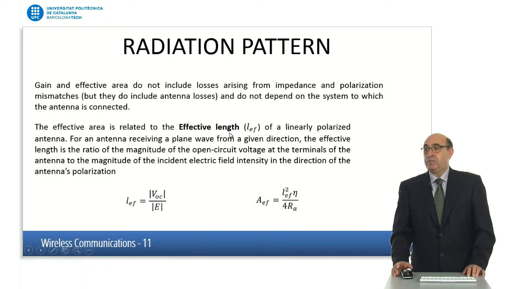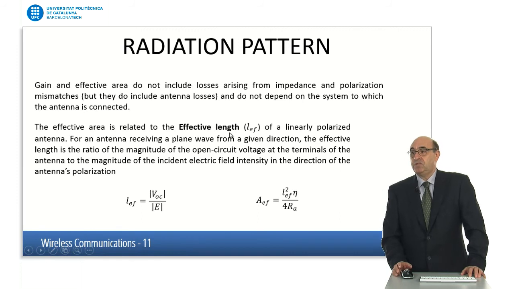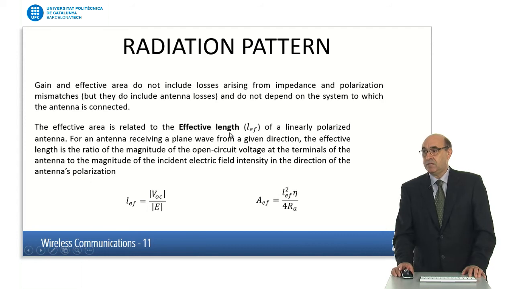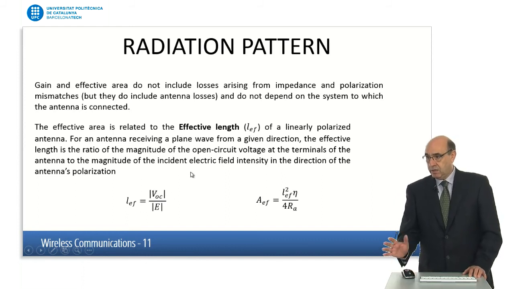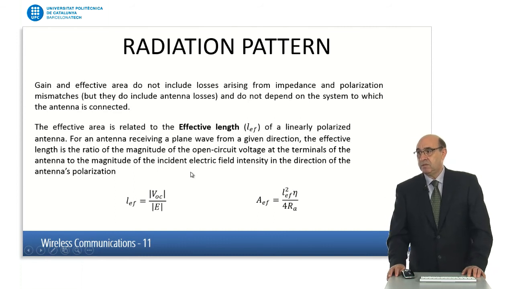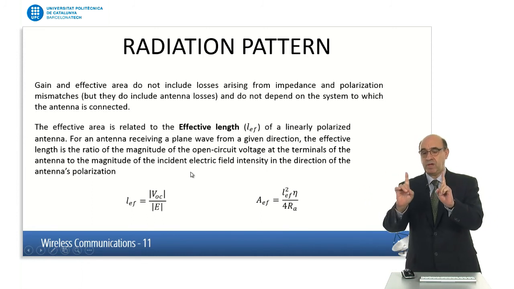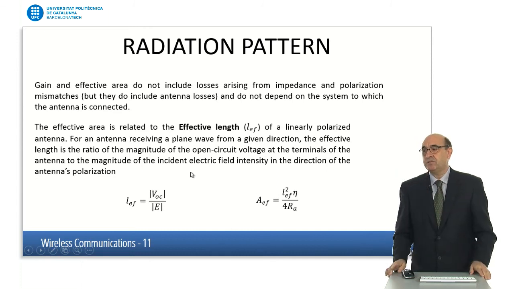There's a third parameter that is useful in linearly polarized antennas, which is the effective length of the antenna. The effective length of the antenna is just a ratio that relates the electric field that is incident on the antenna and the open circuit voltage that is being induced in the antenna. And there are quite strong conditions here. One is the antenna has to be linearly polarized, and the second is that the wave that is arriving on the antenna should also have the same direction of polarization.